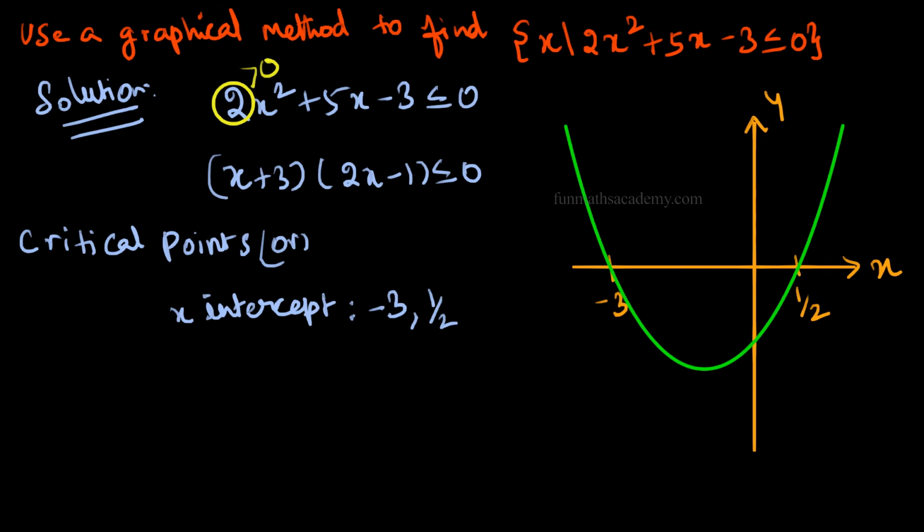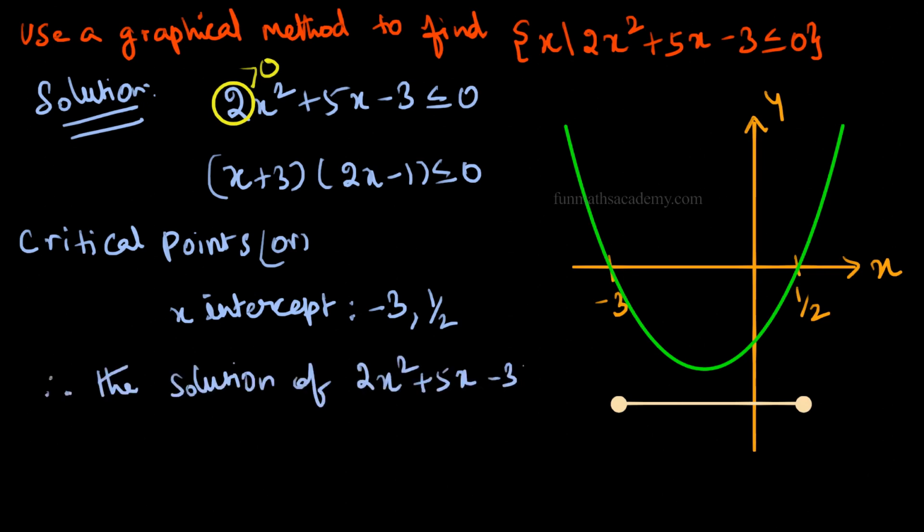When you look at this graph carefully, you can surely identify the places where the curve is less than or equal to 0, right? So the solution of this inequality will be the set of all x such that minus 3 is less than or equal to x less than or equal to 1 by 2. Or you can also read it as the set of all x such that x belongs to the closed interval minus 3, 1 by 2.